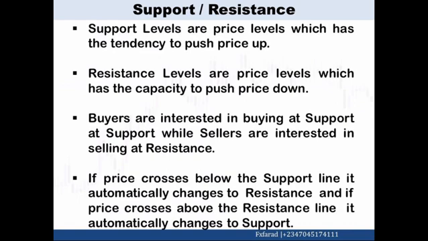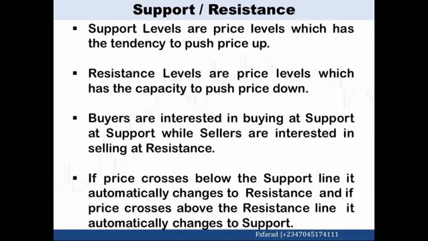So the first point of interest we'll discuss in this tutorial is support and resistance. So a support level is a price level that has the ability or the tendency to push price up. So whenever price comes to a support level, we will see market forces, especially buying pressure, that tends to push the price up. In the same way, a resistance level is a price level that has the capacity or the ability to push price down. So whenever price approaches a resistance level, you will see a selling pressure that will try to push the price down.